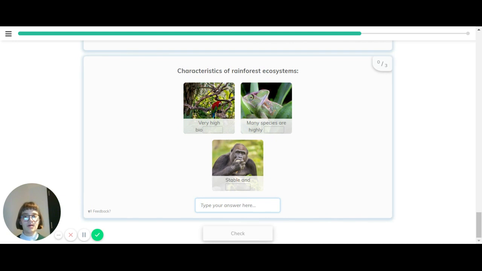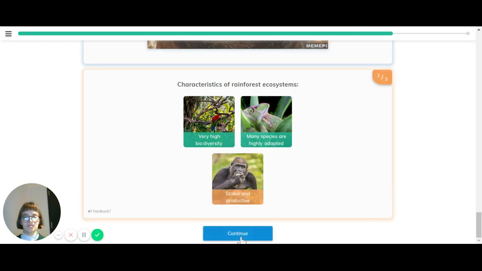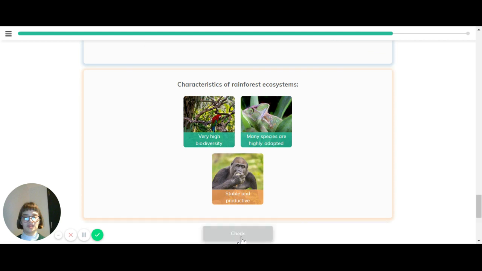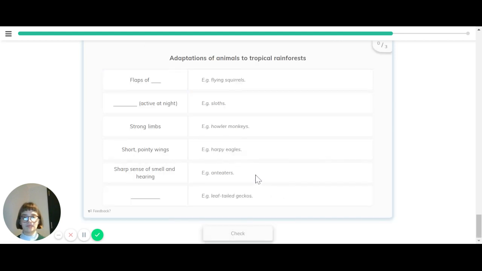Just another quick recap. What are the characteristics of rainforest ecosystems? They have very high biodiversity. Many species are highly adapted. They are stable and productive environments. This is all the different adaptations to tropical rainforests.